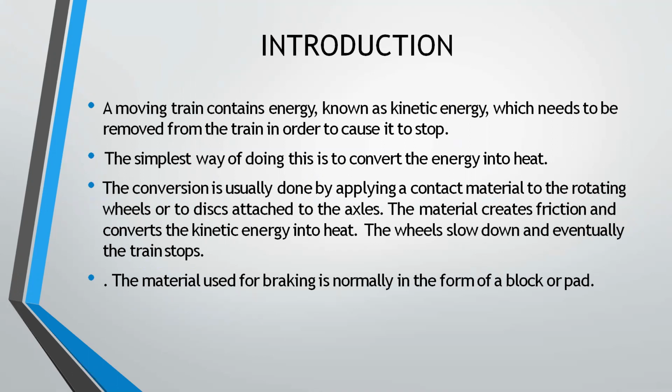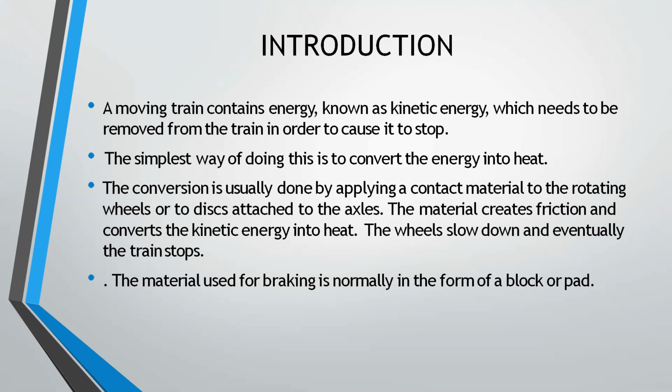In the vacuum braking system, a moving train contains energy known as kinetic energy, which needs to be removed from the train in order to cause it to stop. A moving train has some amount of energy, and the simplest way of removing it is to convert the energy into heat.